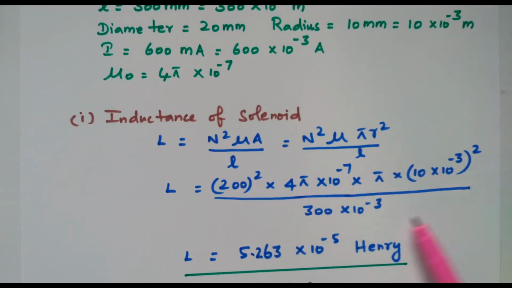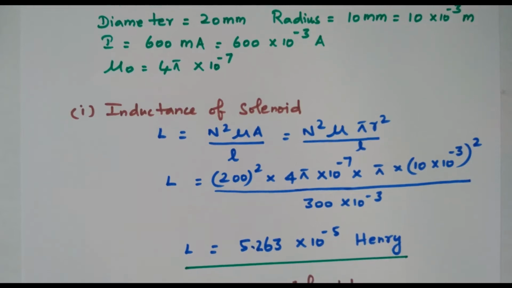Now all the values are substituted. By simplifying this, what we got? 5.263 into 10 to the power minus 5. The unit is Henry. So the inductance of the solenoid is 5.263 into 10 to the power minus 5 Henry.